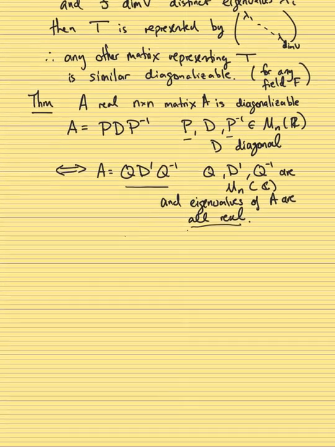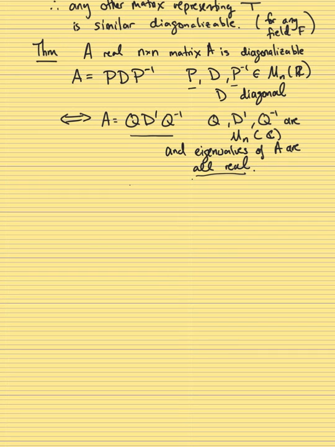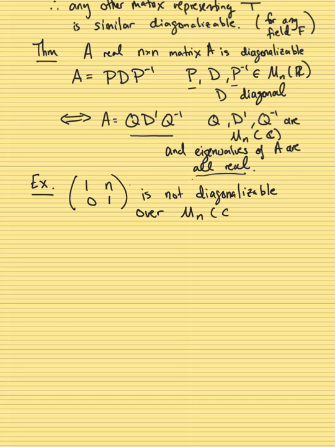Okay, so let's see some examples of this theorem in action. So one example is that, for certain matrices that we've seen, we can have no hope of diagonalizing them, even if we want to work over the complex numbers. So if I take the matrix [1, 1; 0, 1], this is not diagonalizable even over the complex numbers.